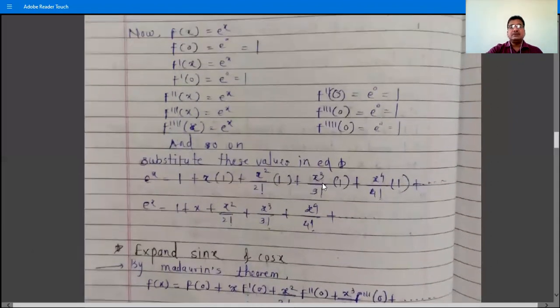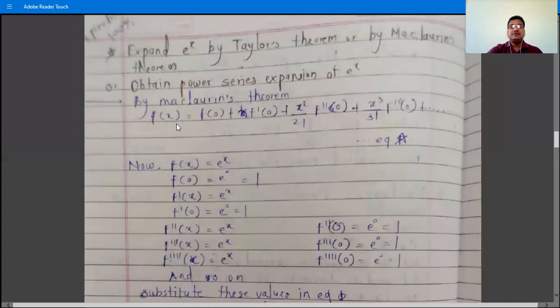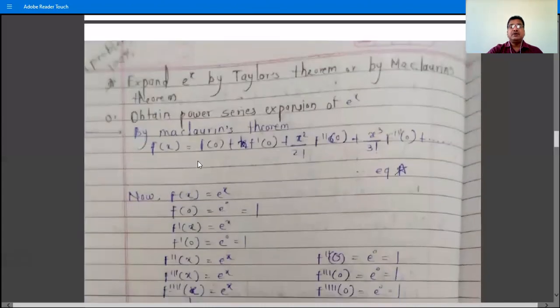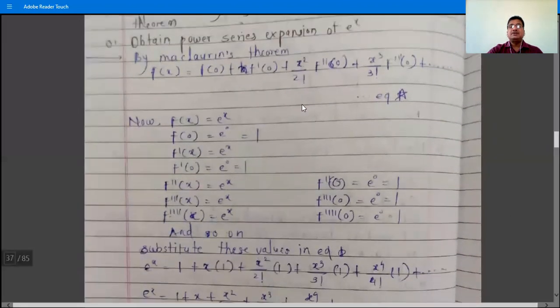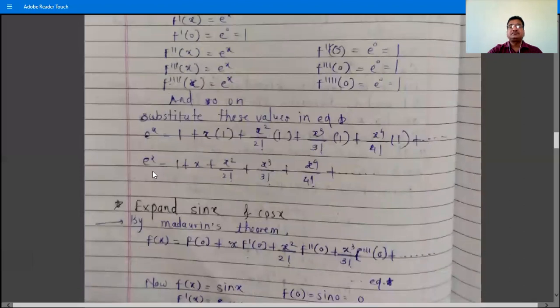Substituting these values in equation number star. So f x is e raised to x, then f of 0 is 1, plus x times f dash 0 is 1, plus x square by 2 factorial f double dash 0 is 1, plus x cube by 3 factorial f triple dash 0 is 1, plus the next term x raised to 4 by 4 factorial f raised to 4 of 0 is 1, plus so on. So the expansion of e raised to x is 1 plus x plus x square by 2 factorial plus x cube by 3 factorial plus x raised to 4 by 4 factorial, in this way. So this is the power series expansion of e raised to x.